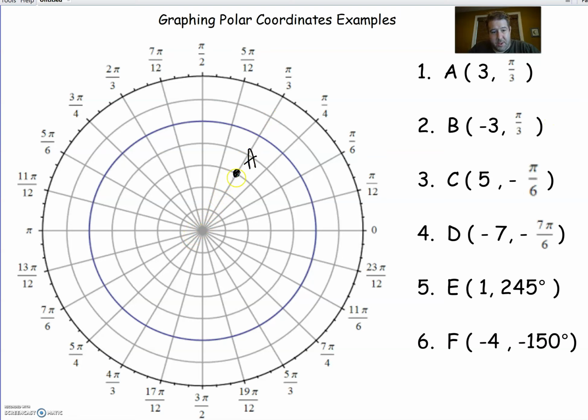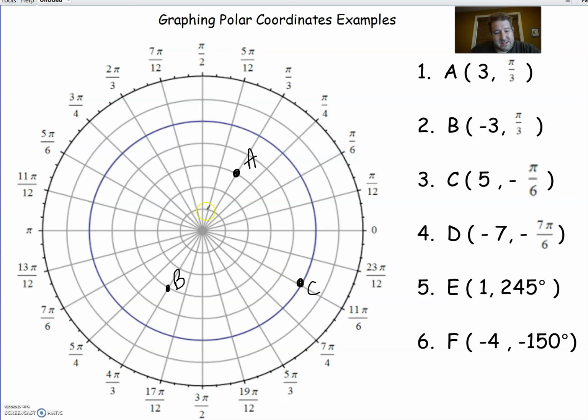B is (-3, pi over 3). Pi over 3 is this direction, right? But instead of going 3, we're going -3, which means we're going the opposite direction, 1, 2, 3 this way. That's point B. And then C would be (5, -pi over 6). Negative pi over 6 is -30 degrees, which is the same thing as 330 degrees. Pi over 6 is the second line, so that's 11 pi over 6. That's this line, and then 5, I've got to start at center. 1, 2, 3, 4, 5. 5 is the blue. That happens to be C.